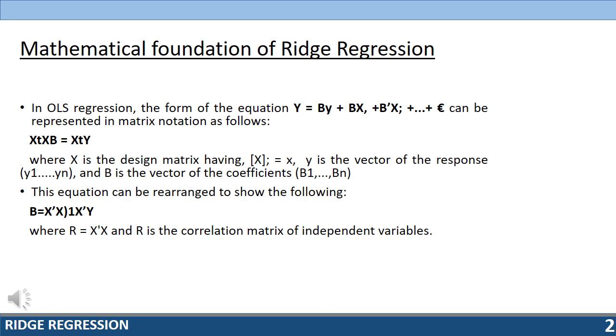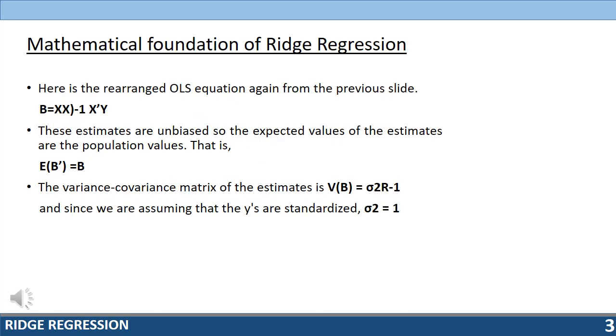Here is the rearranged OLS equation again from the previous slide. Beta equal to (X'X) whole raised to the power minus 1 into X'y. These estimates are unbiased, so the expected values of the estimates are the population values, that is E(beta hat) equal to beta. The variance covariance matrix of the estimates is V(beta hat) equal to sigma square into R raised to the power minus 1. And since we are assuming that the y's are standardized, sigma square equal to 1.